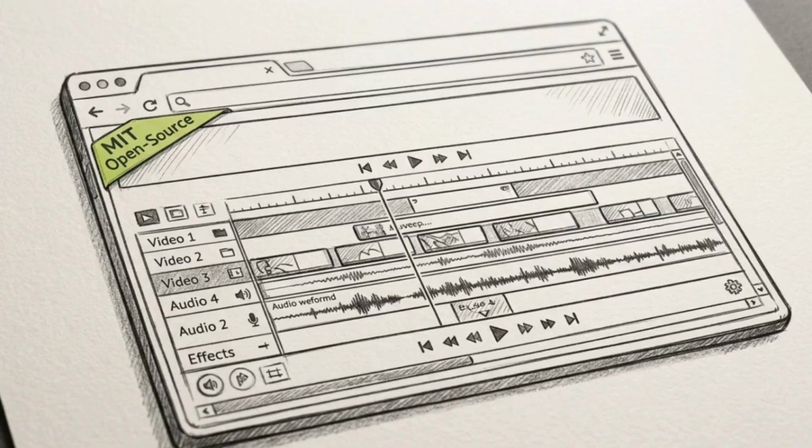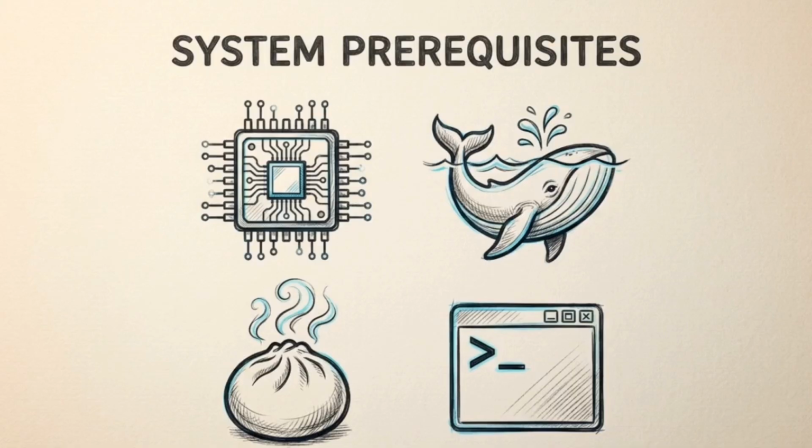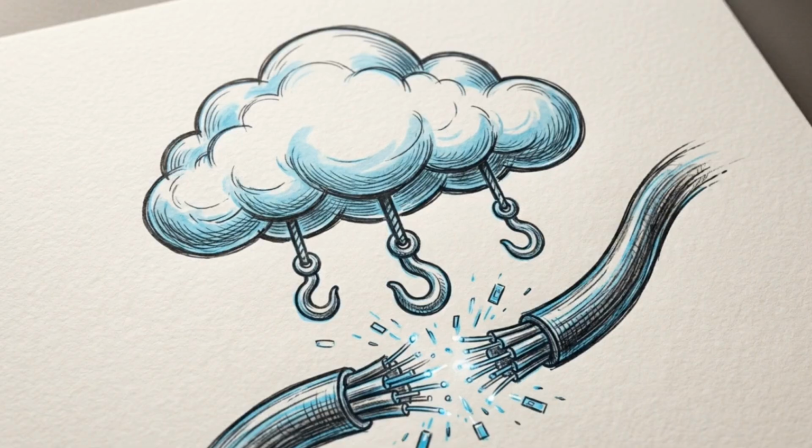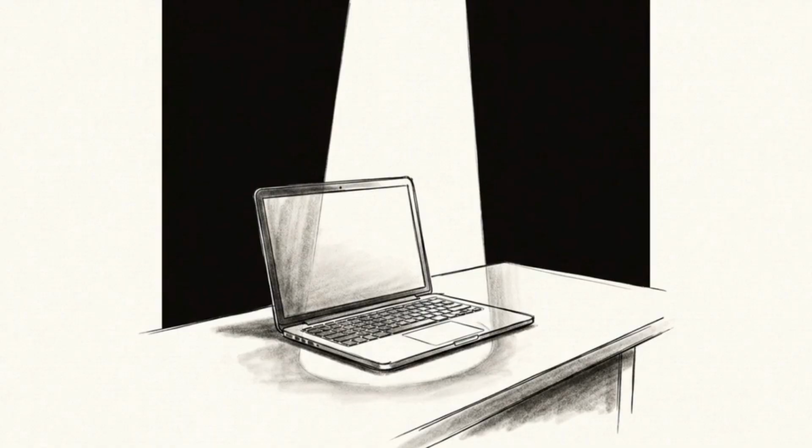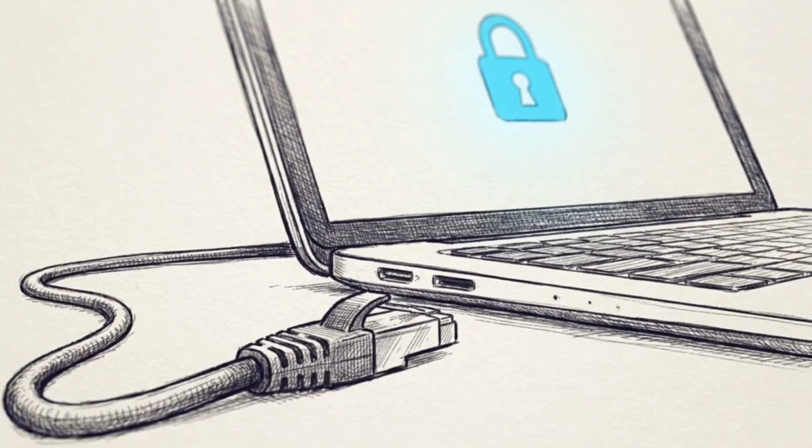It is an MIT-licensed, open-source video editor that runs entirely inside your local web browser. To run it locally, you need 4 specific things: 2 GB of RAM, Docker desktop, the Bun JavaScript runtime, and a terminal window. By abandoning cloud-tethered ecosystems and self-hosting your software, you keep your data isolated on your hardware, removing the risk of third-party harvesting or arbitrary monetization traps.